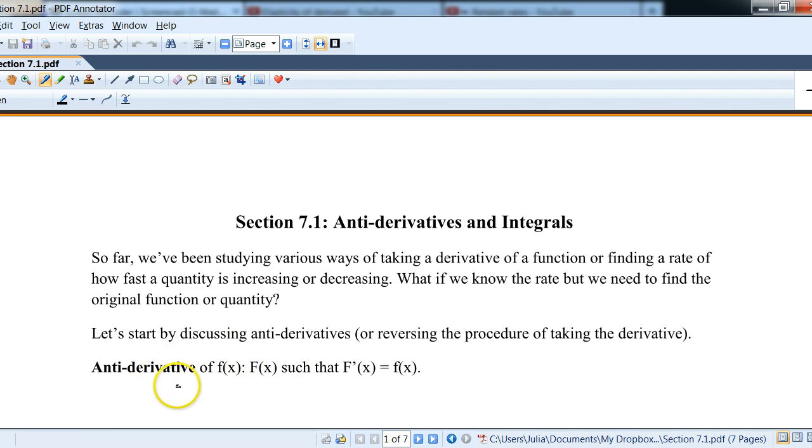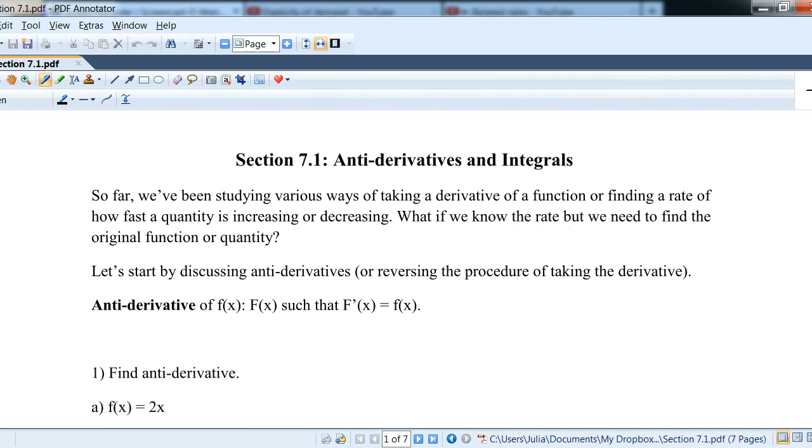Well, let us define what an antiderivative is. An antiderivative of f of x is a function, we'll call it capital F of x, such that if you take the derivative of capital F of x, you get the original function back. So it's essentially reversing the procedure of taking the derivative. If you square something, you can take the square root to get back. It's a similar idea, reversing the situation.